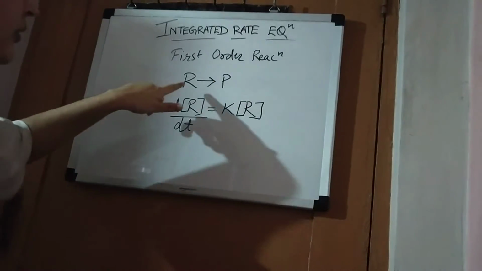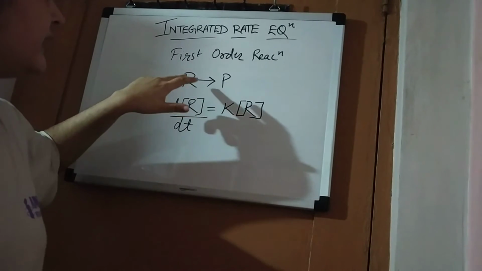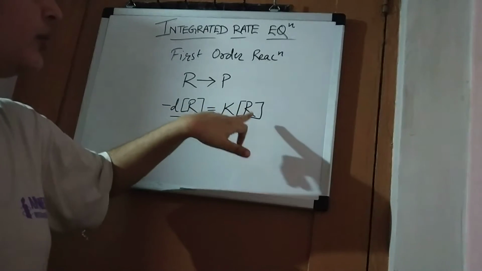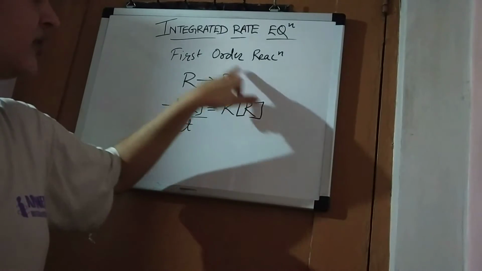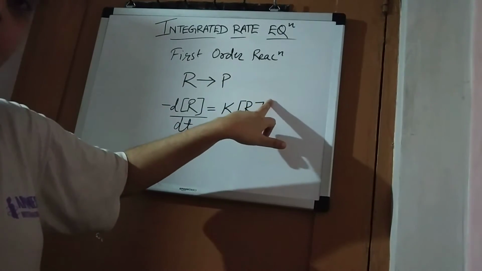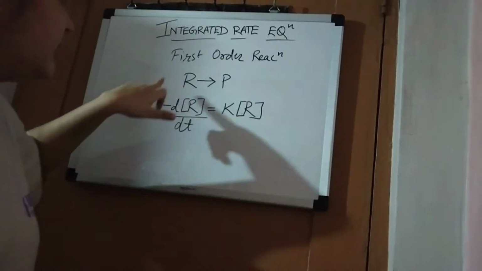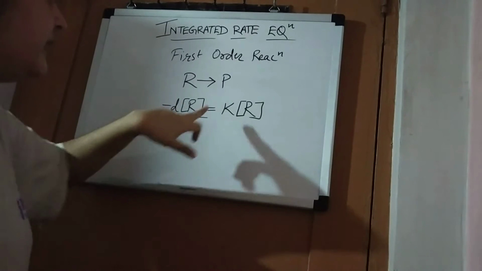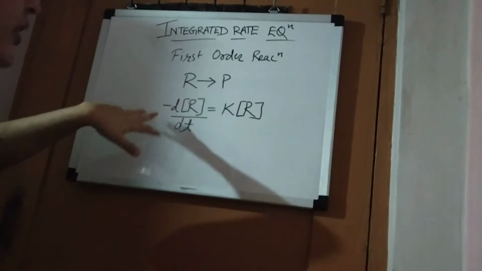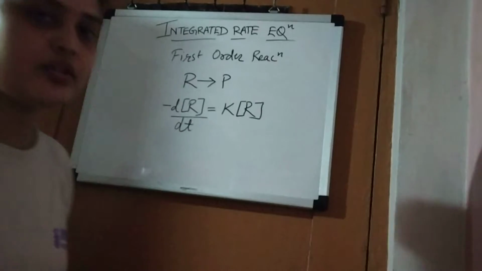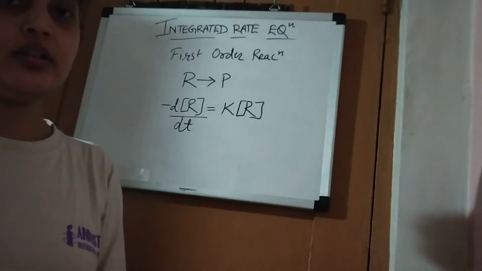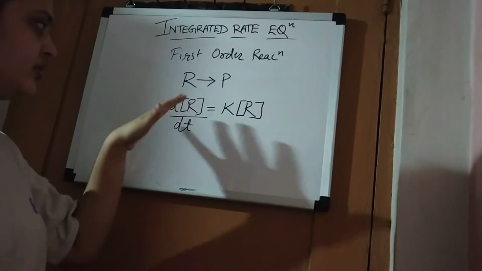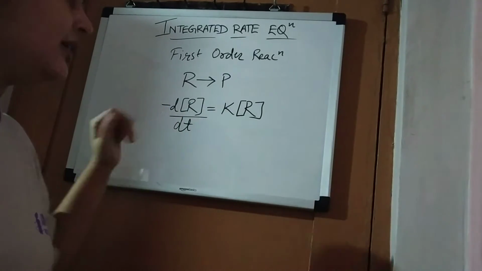So for example, this is the reaction where reactant changes to product and the rate is equal to k into R to the power 1, because it is a first order reaction. So order is 1, right? The differential form of the first order reaction is minus dR by dt equals kR, where minus dR by dt denotes the rate of change of concentration of reactant over time, right? And reactant concentration decreases, therefore the minus sign comes.